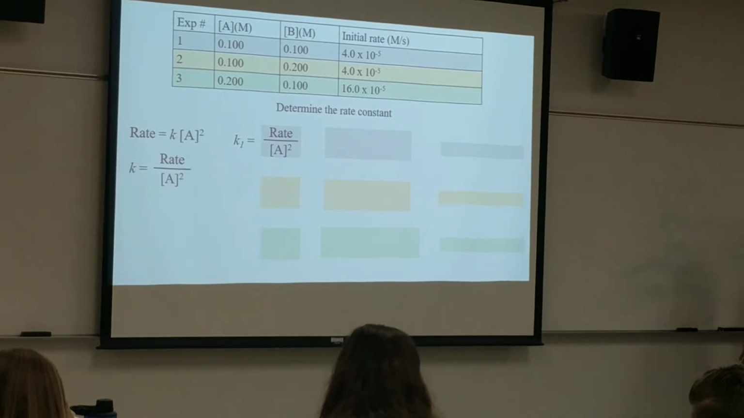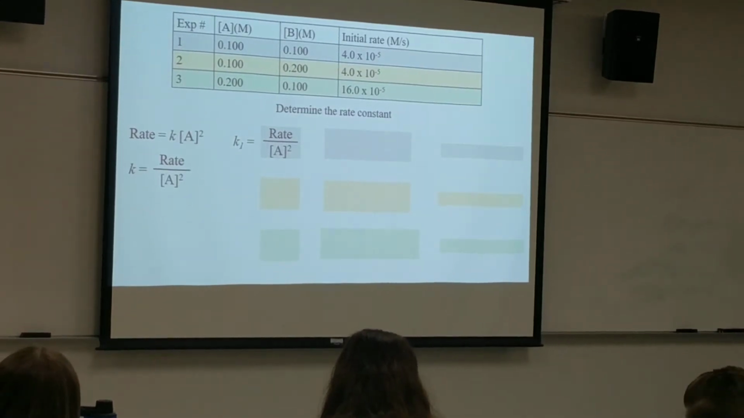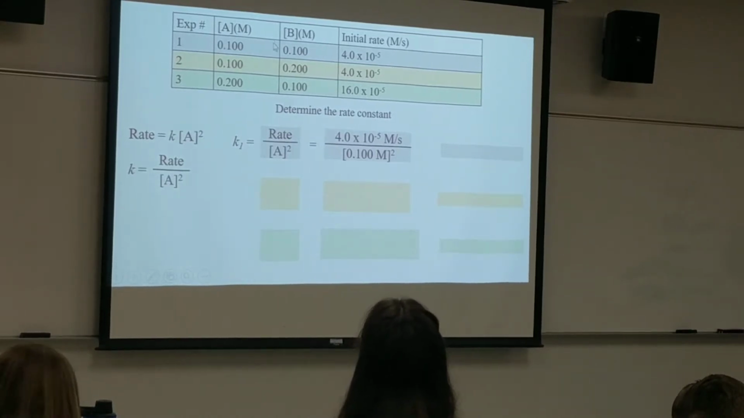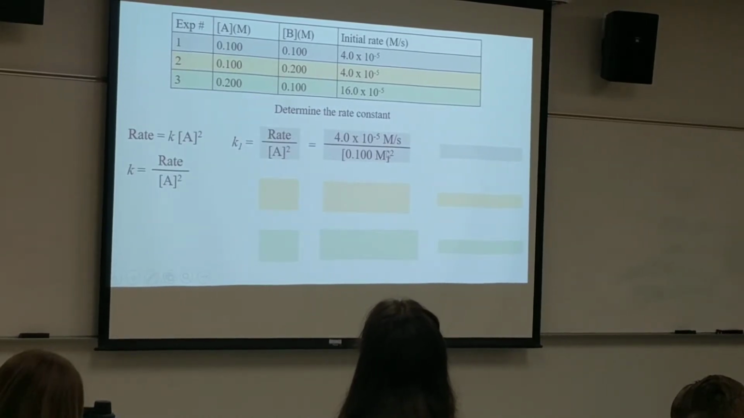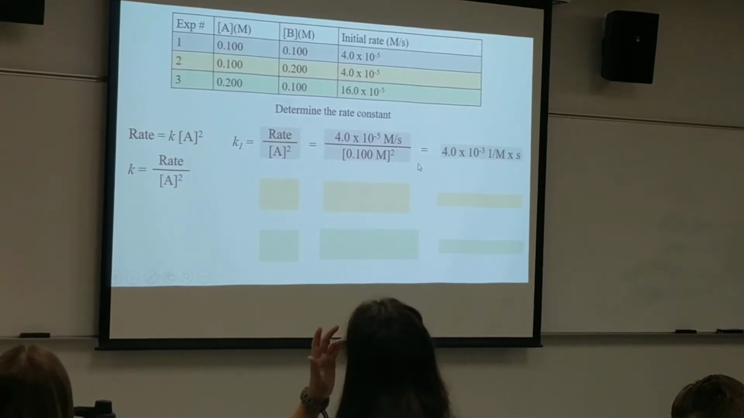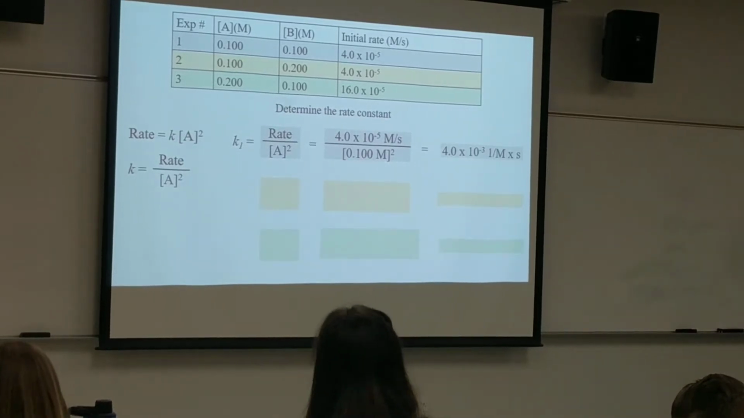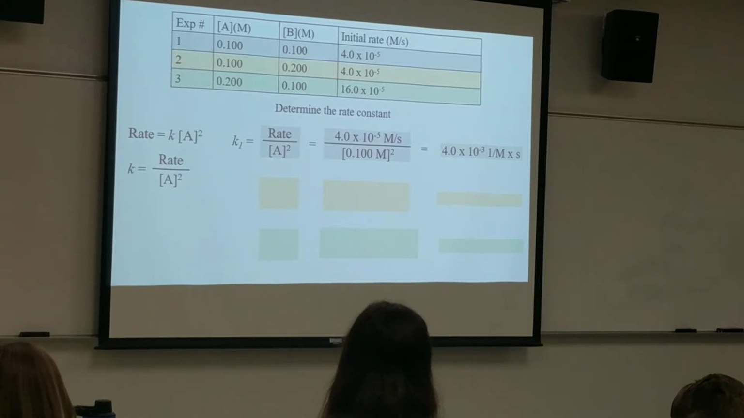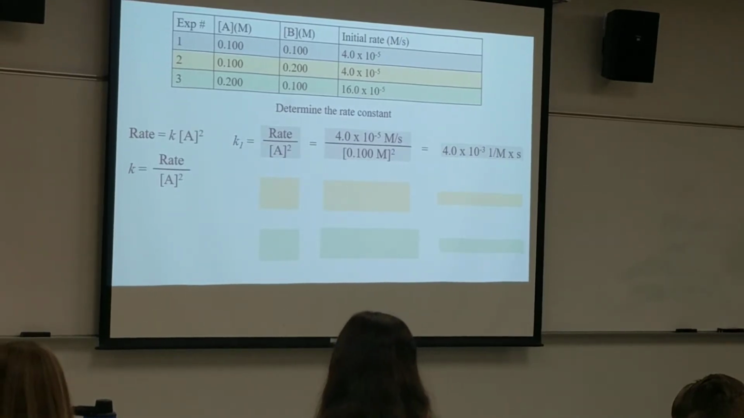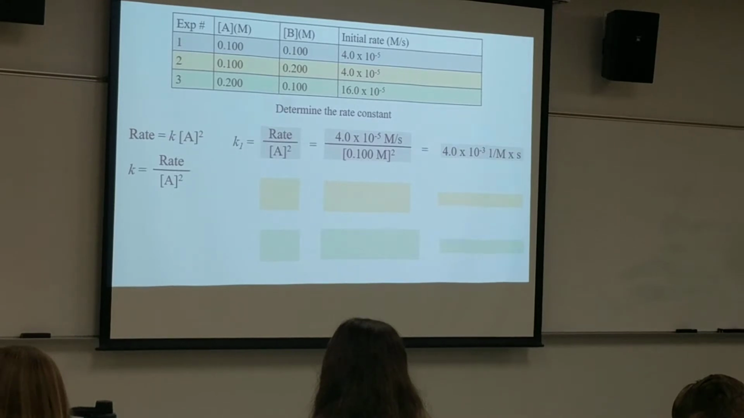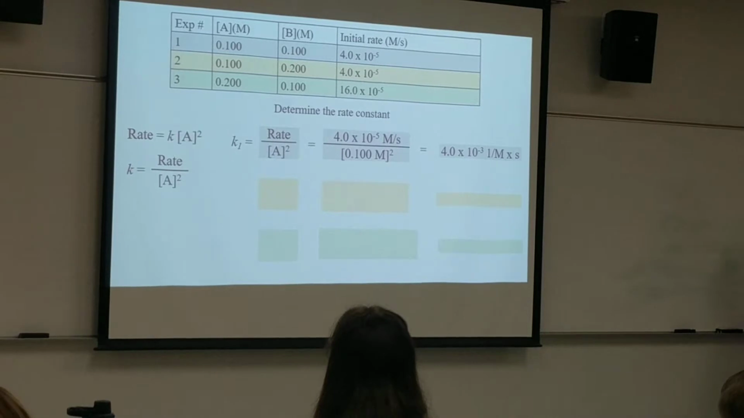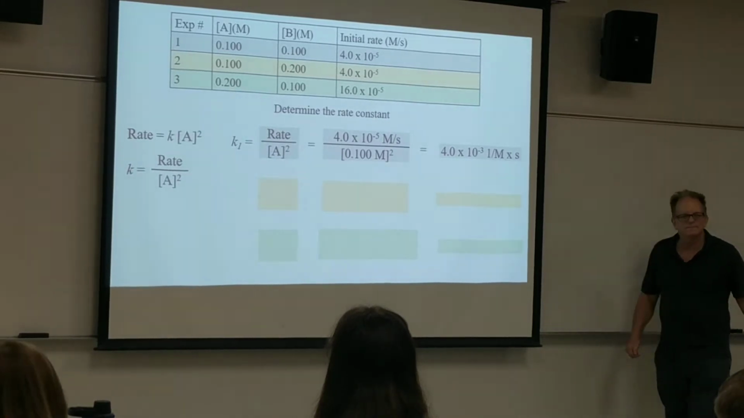Okay. You see how I got this number from here? This is the concentration of A squared. Ends up being 4.0 times 10 to the negative 3rd, 1 over molarity times second. That's the unit. Why? Because you have molarity times seconds on top, molarity squared on the bottom. Did you see how I got that? Yes? No? Maybe?